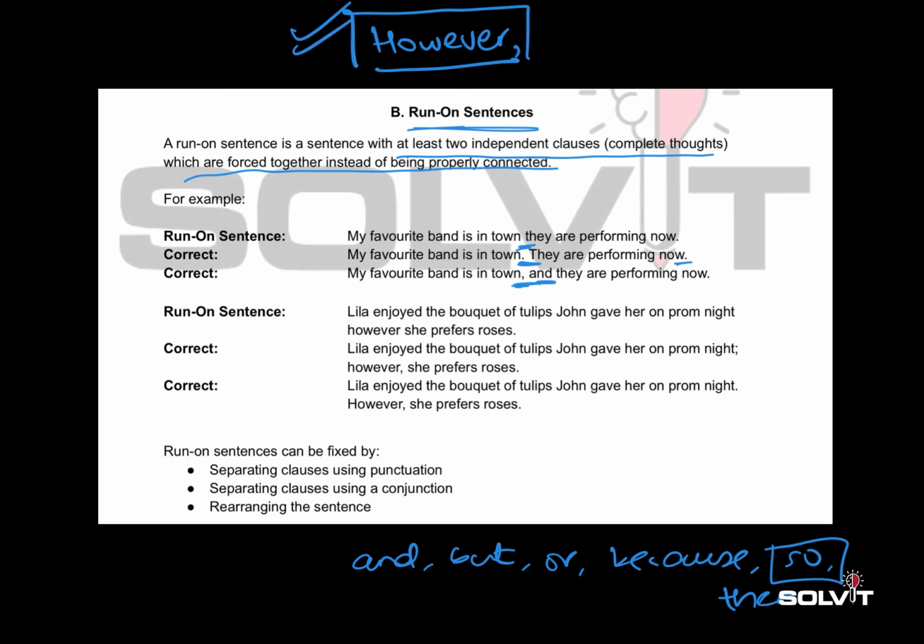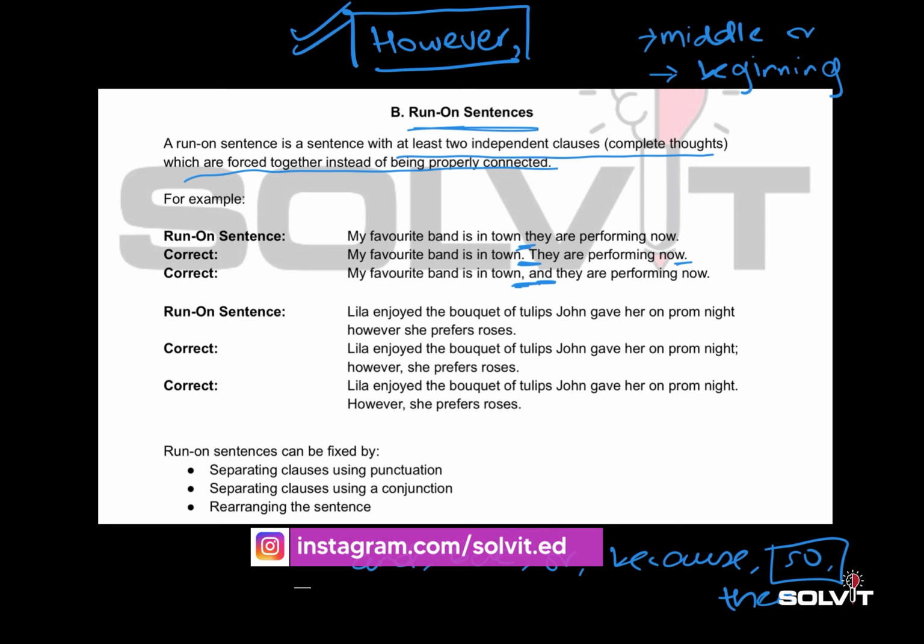There will always be a comma after "however," whether it's in the middle of a sentence or at the beginning. It doesn't matter, you will always put a comma after "however." Now, clearly, there should be some sort of punctuation mark in this sentence. So let's read the correct version of the same sentence. Leela enjoyed the bouquet of tulips John gave her on prom night; however, she prefers roses.